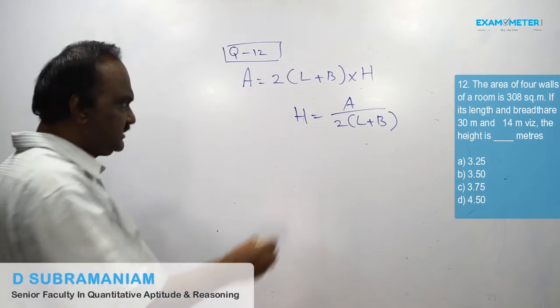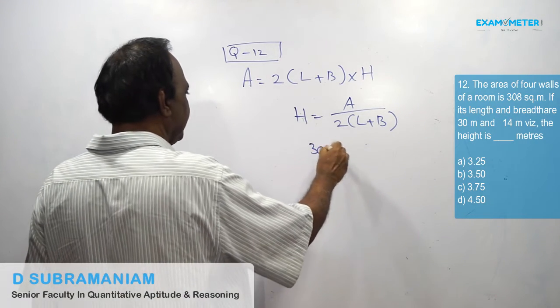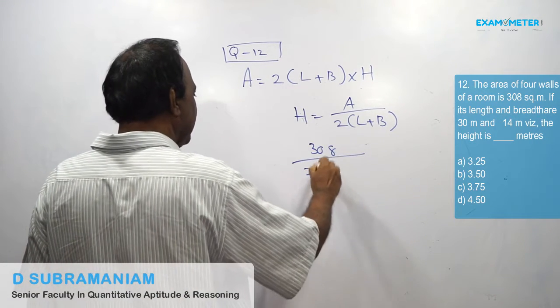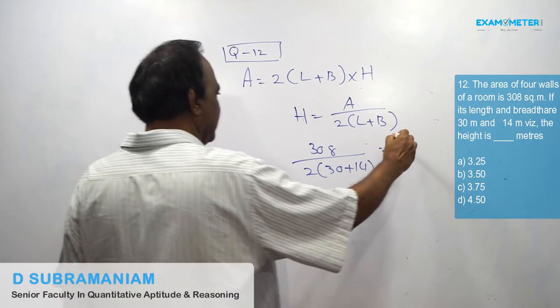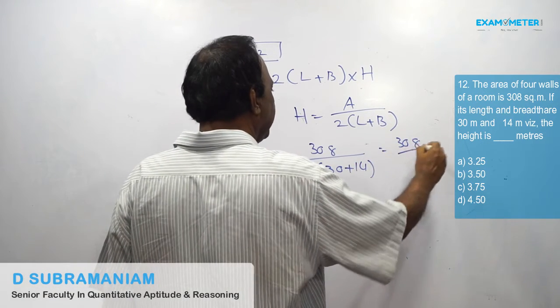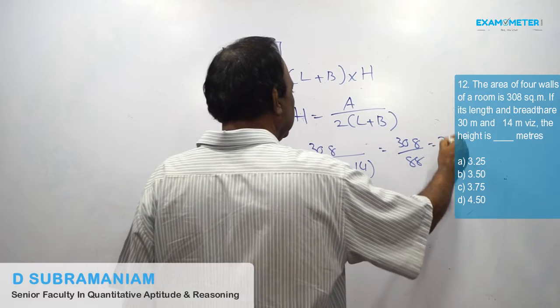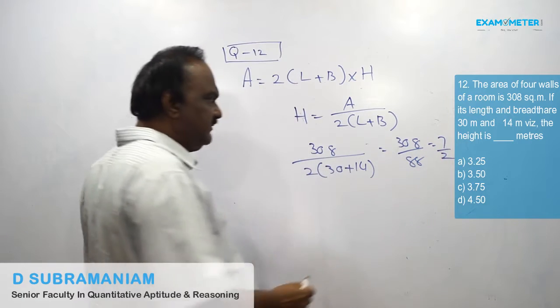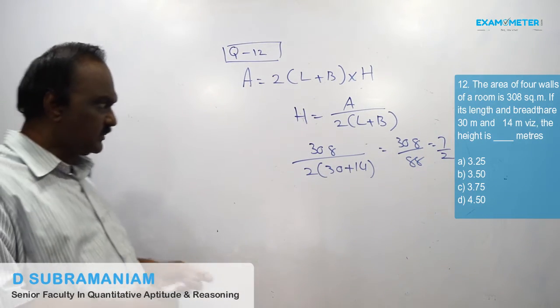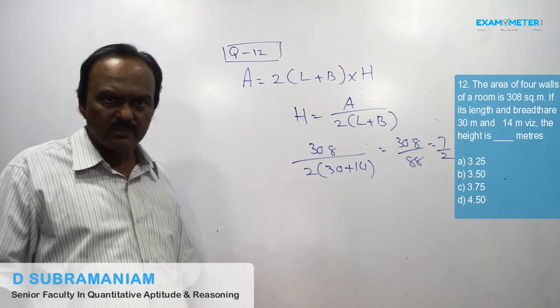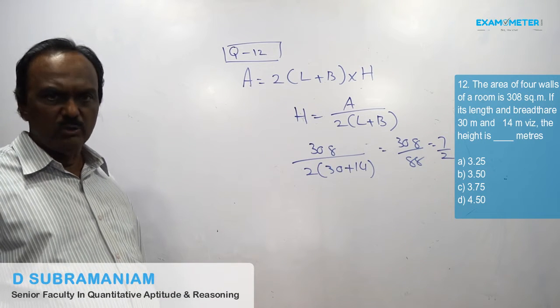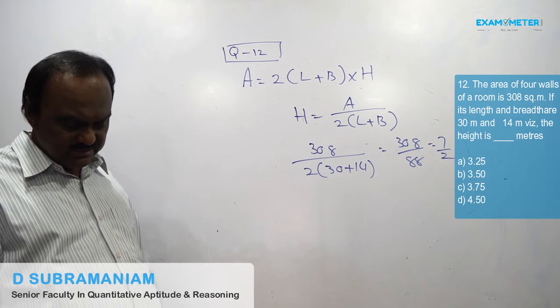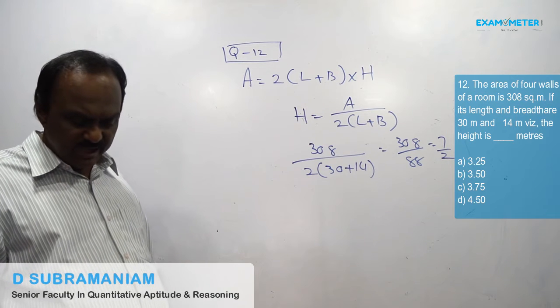Area is given as 308. Length is given as 30. Breadth is given as 14. This is 308 by 2 into 44. Cancel with the 44: 44 7 times, 44 2 times. 7 by 2 is 3.5. So answer is 3.5. That is multiple choice B.